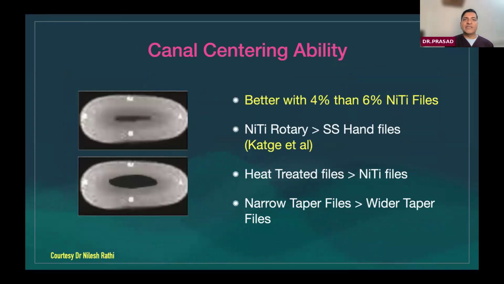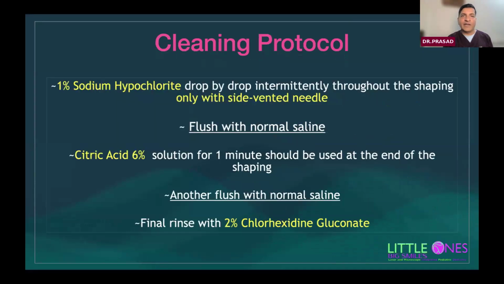Also, rotary files give canal centering ability, which is better with 4% as compared to 6% files. So don't start using 6% files or the larger taper files for primary teeth. Always stick to 4%. NiTi rotary files are better as compared to stainless steel files. This I have already covered.